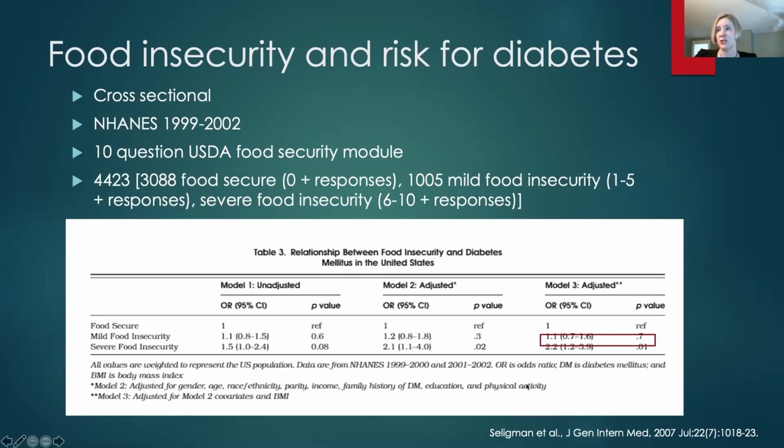Individuals with the severe food insecurity category were 2.2 times more likely to have diabetes than those in the food secure category, in a model that was adjusted for gender, race, ethnicity, income, family history, education, physical activity, and BMI.